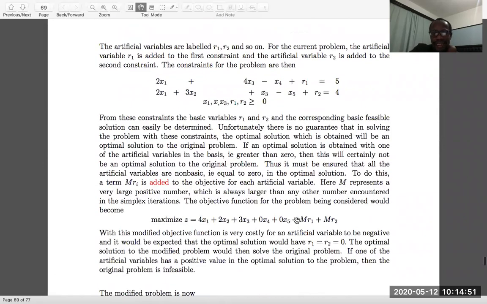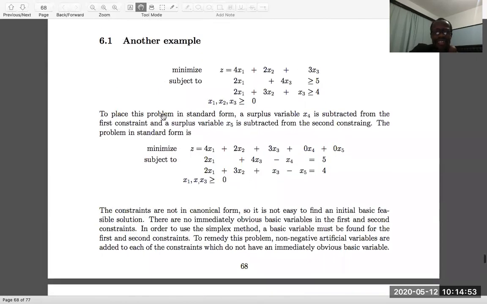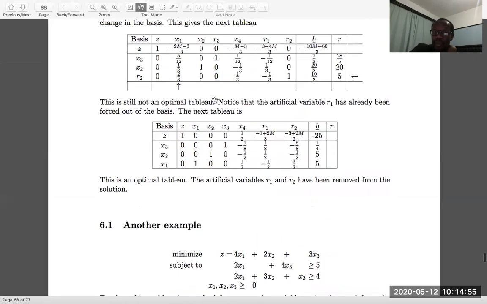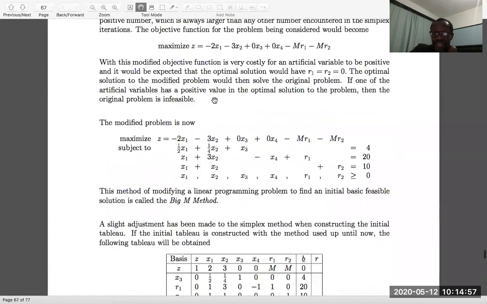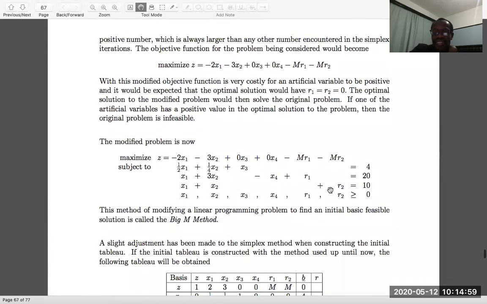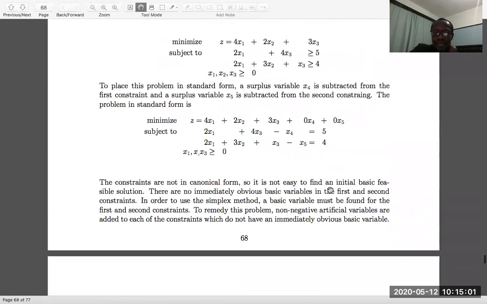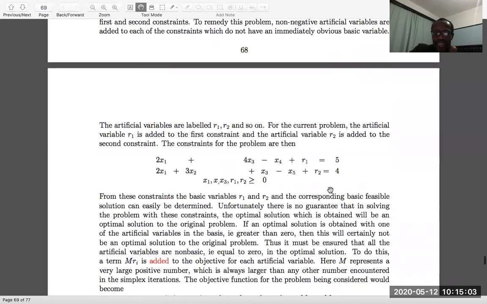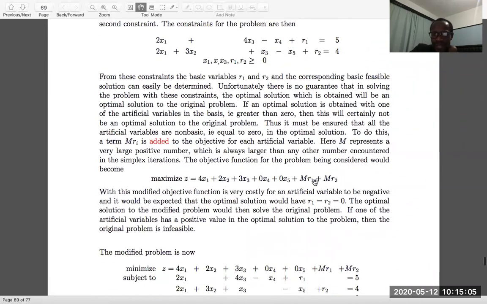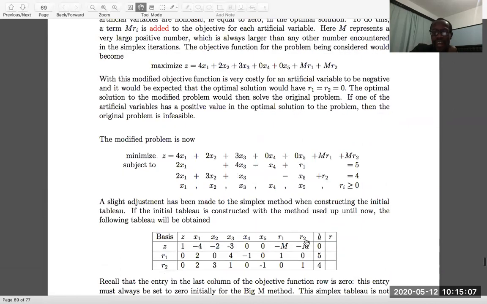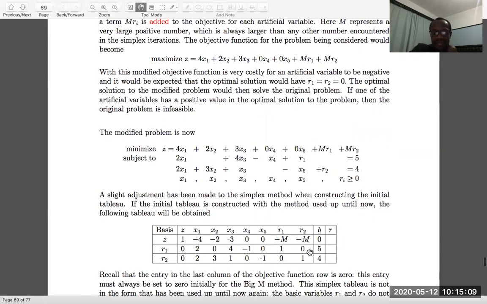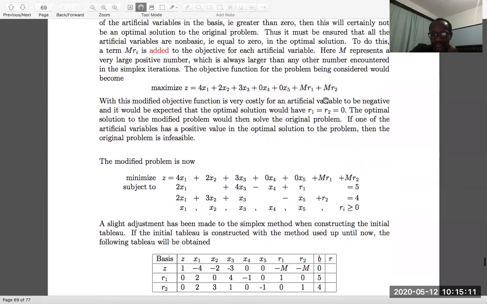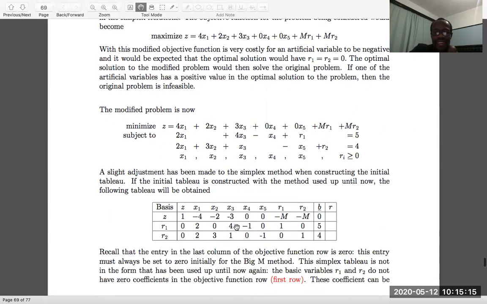And now remember that this is a minimization. When it is a maximization, you should notice that we subtracted. When it is a minimization, we add, right? So my Z becomes this, it's not minus. When I rewrite, these are negatives, right? Okay, so I added here my artificial variables, and then what happened?